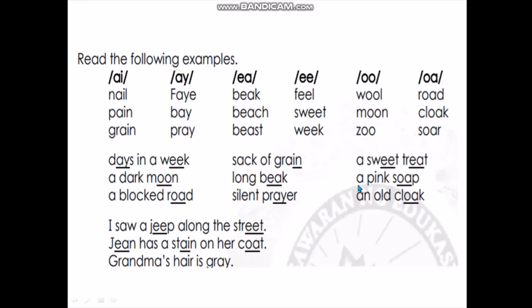Very good. Last 3 phrases. A sweet treat, a pink soap, an old cloak. Your turn to read. Good job. So now let's read sentences that contain vowel digraphs. So I saw a jeep along the street. Jean has a stain on her coat. Grandma's hair is gray. Now your turn to read.